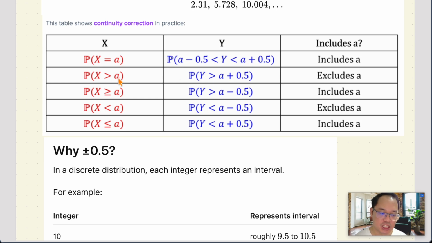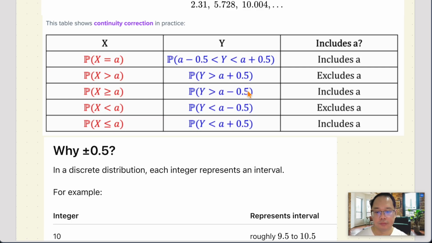It excludes the value a. Okay. The next row, when we want to calculate the probability of x greater than or equal to a, in which the value a is involved, we subtract 0.5, the correction, so that the lower bound is smaller than a, which means the value a is involved in the calculation.